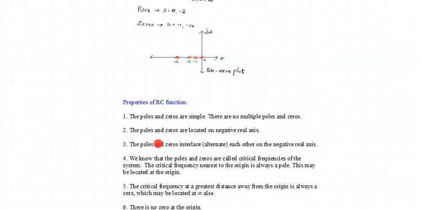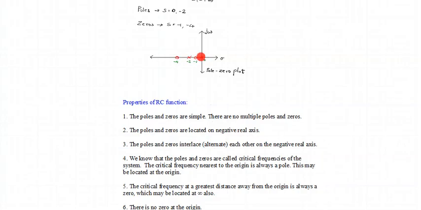What is the third property? All the poles and zeros are interlaced. What is the meaning of interlaced on the negative axis? Interlaced means they are alternating. So you could see here there is one pole followed by a zero which is followed by a pole which is followed by a zero. Right? So all the poles and zeros are interlaced or they are alternating.